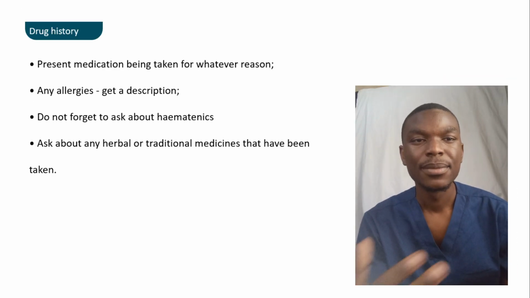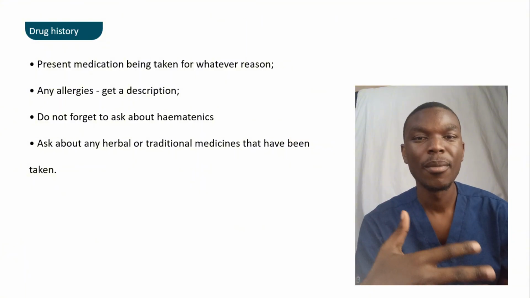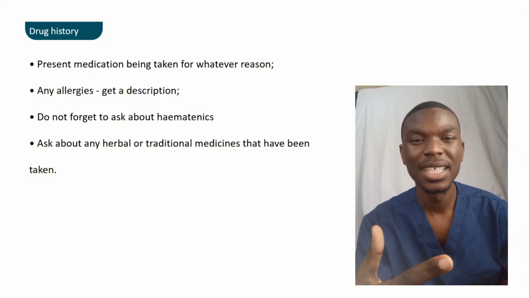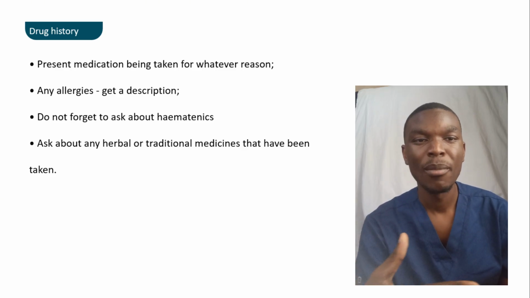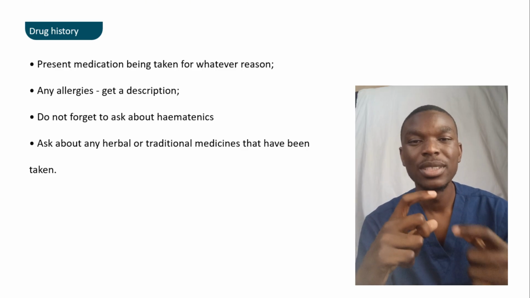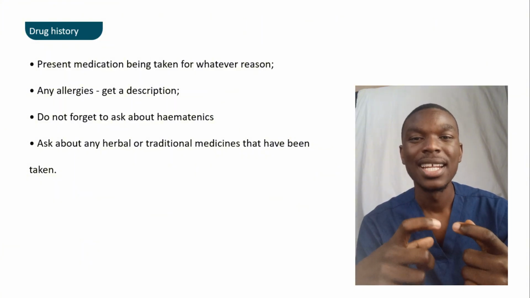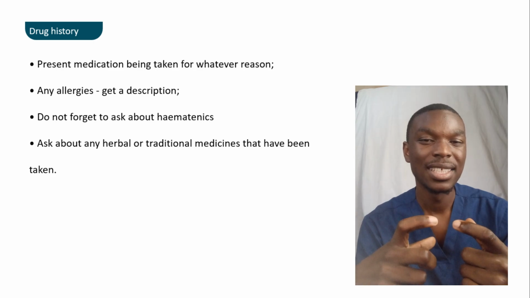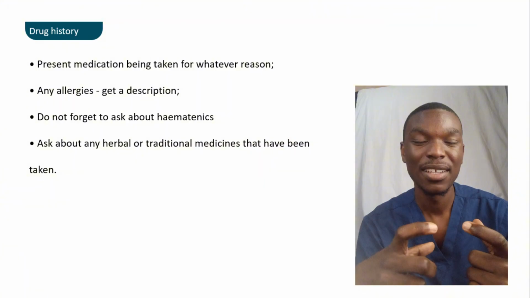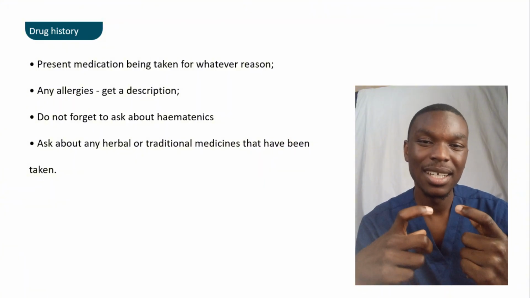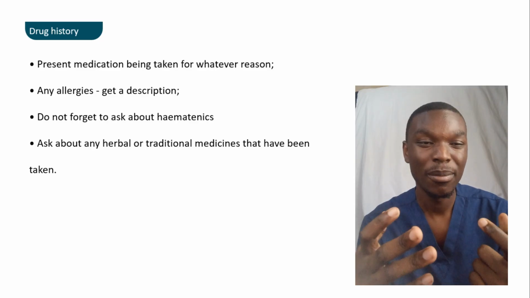So, drug history. Just ask the patient what kind of medication they're taking, how many times, how long they've been taking this drug, and the dosage, and write them down. Ask about allergies. And then you ask about the hematinics. So these are just iron supplements taken basically for prophylaxis against anemia. Anemia in pregnancy is very serious. So you ask if they're taking any medications for blood. That's what they usually call them.